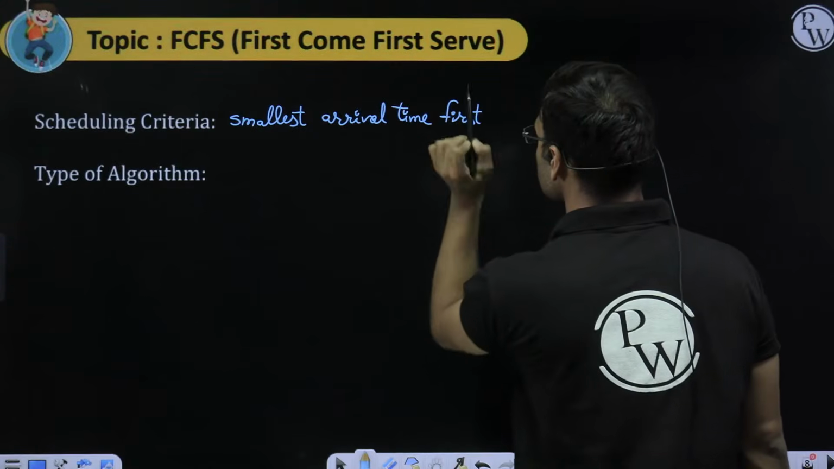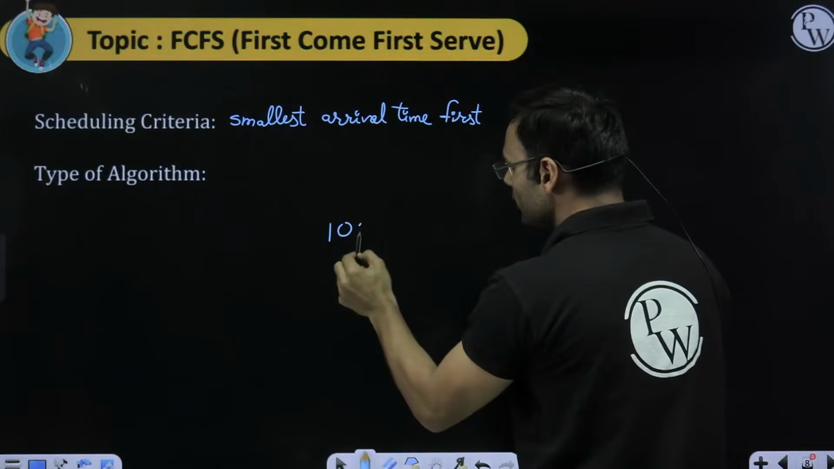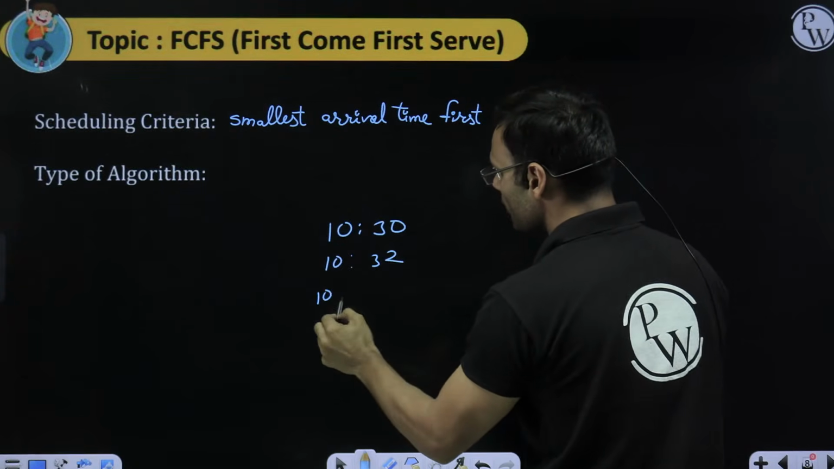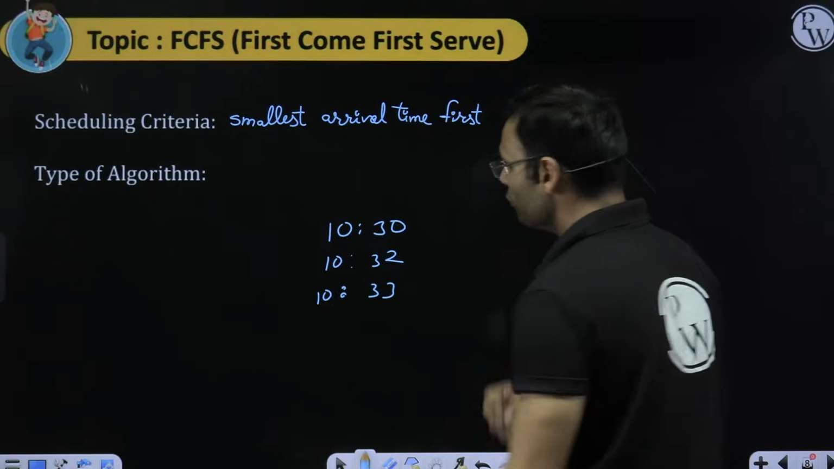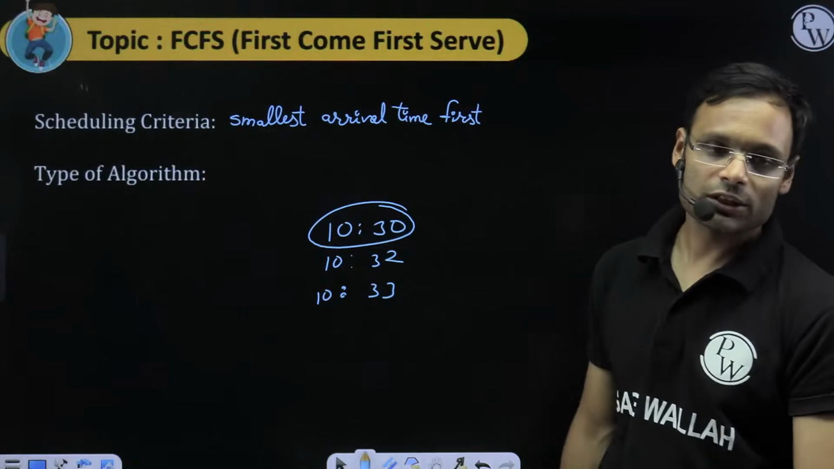The process which is having the smallest arrival time. Smallest means, see, at 10:30 a process comes, another process comes at 10:32, another process comes at 10:33. Which one is the smallest? This one in time. The earlier time is the smallest time.